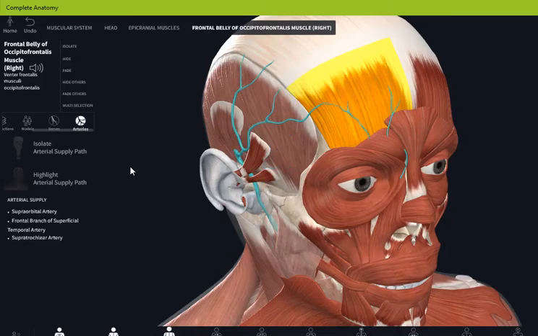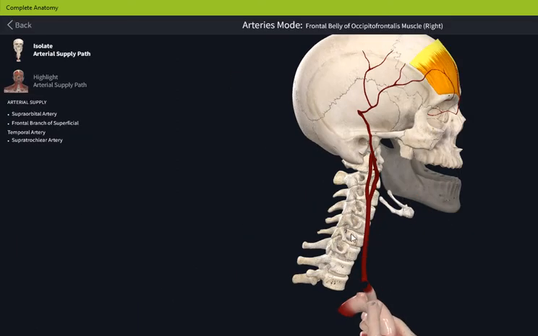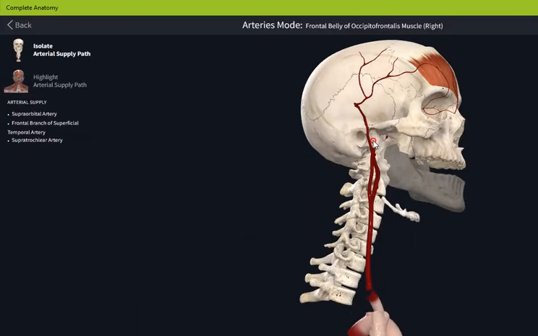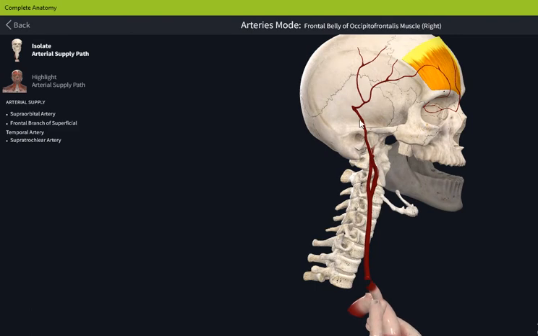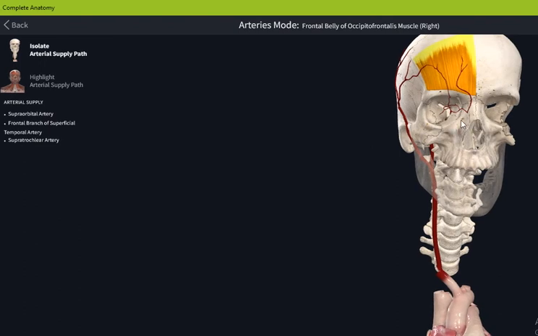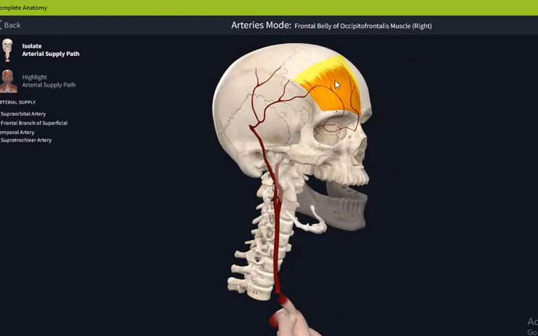Now, the arterial supply of the frontalis muscle will be as such. It goes up to the muscle via this artery, as we are going to study in a later section. And we can also see that it can have an arterial supply from here. So these are the two main arterial supplies of the muscle.